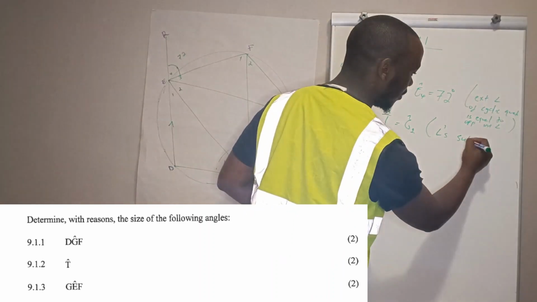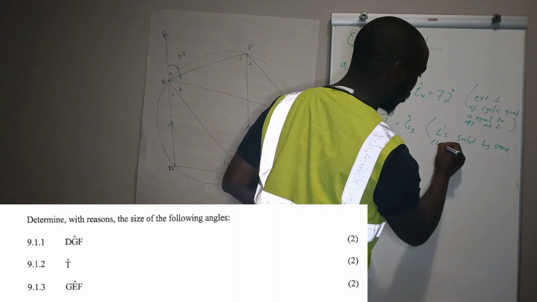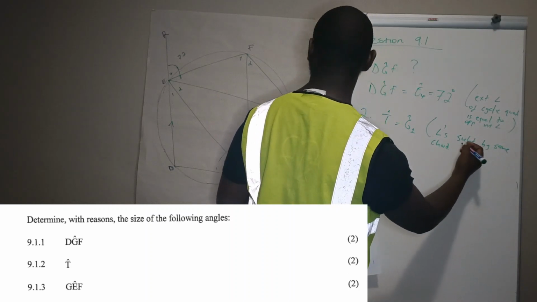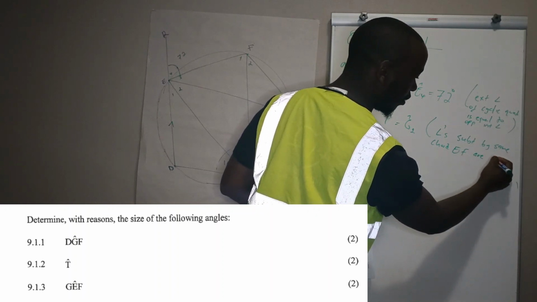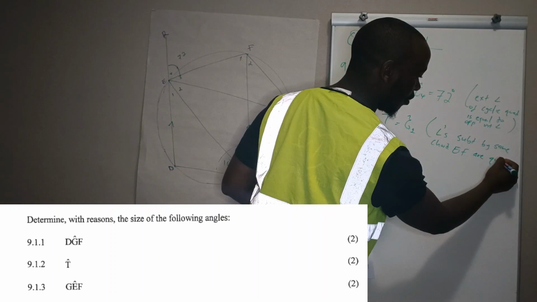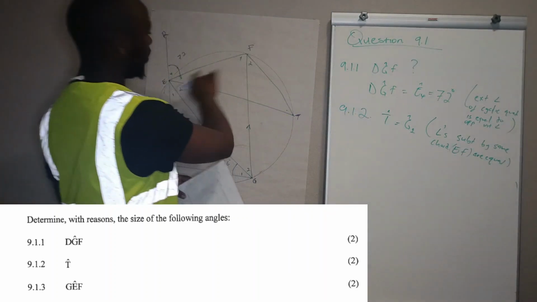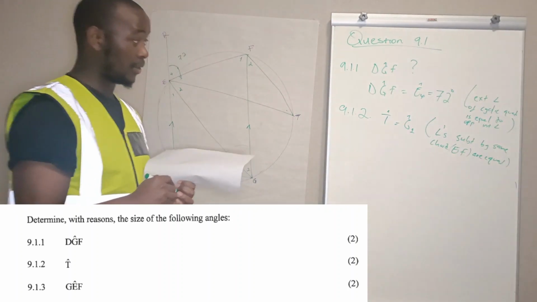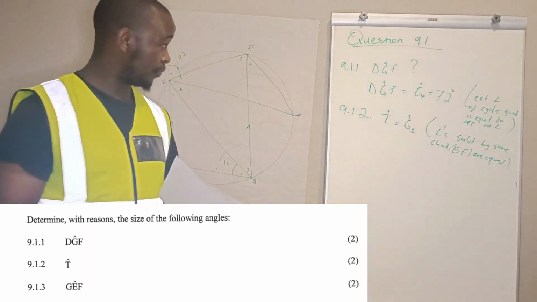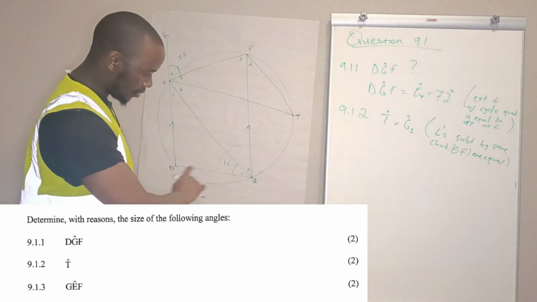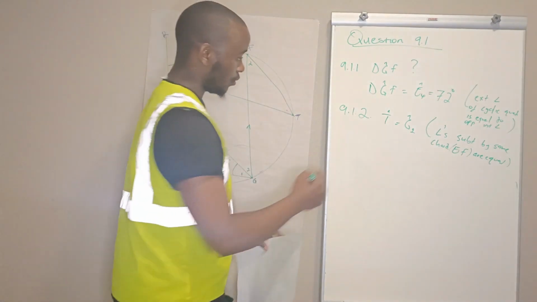Angles subtended by the same chord. What is that chord? It is your EF. Same chord EF. Those angles are equal. But we don't have the value of G2, so how do we go about calculating G2? Like I said, G2 forms part of DGF. When you sum these, they should give you 72.